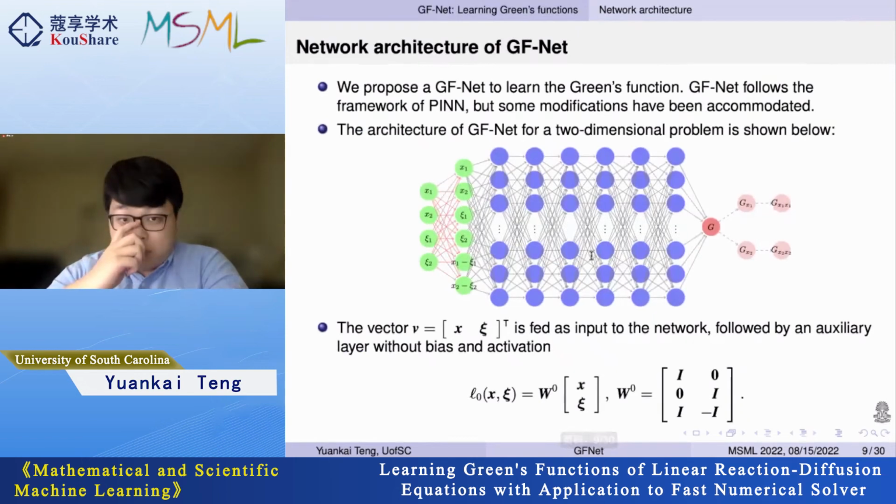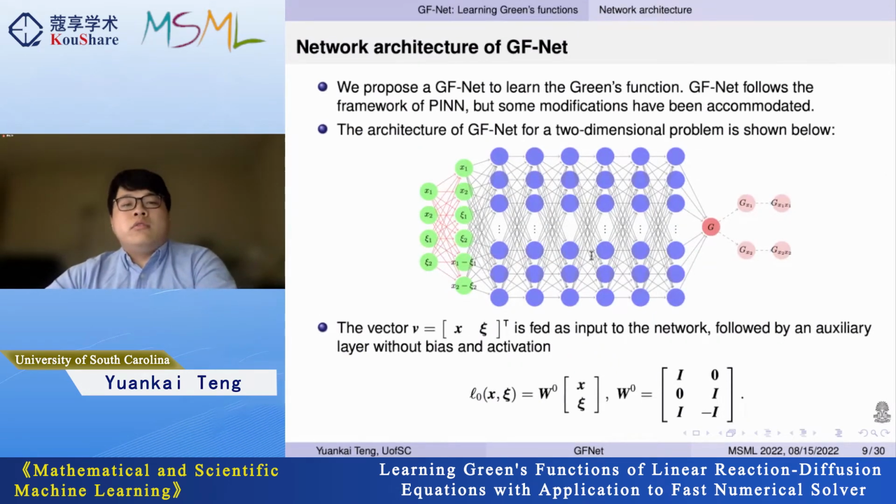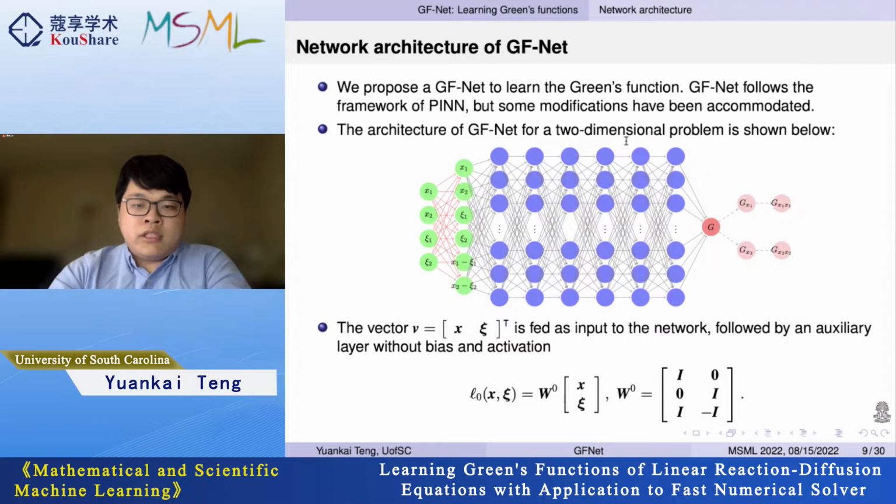So next, I would like to introduce our work. Since we follow the basic structure of PINN, we still use fully connected neural networks here, but we add some modifications. You can see from the first two lines, the first line is the input of our method. Here we take a two-dimensional problem as an example.